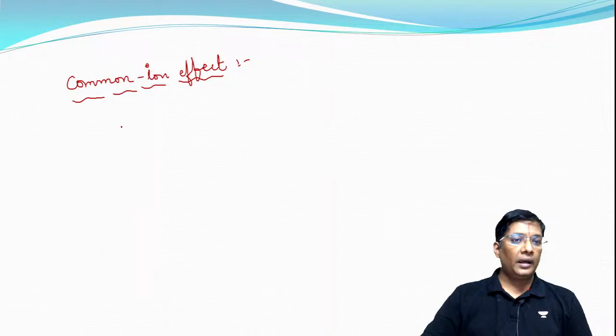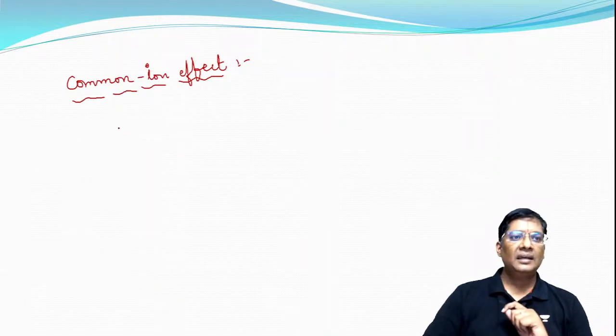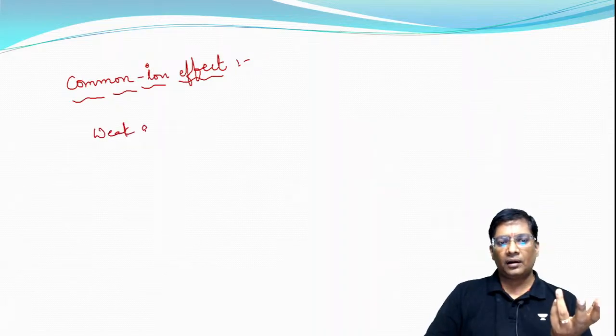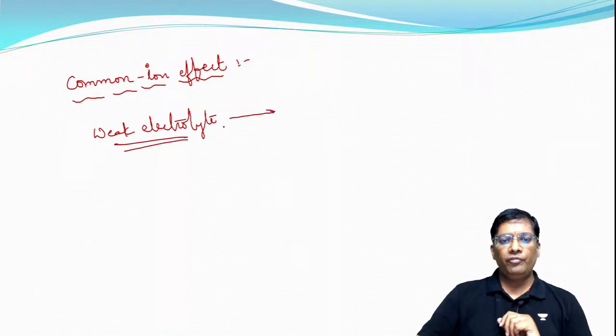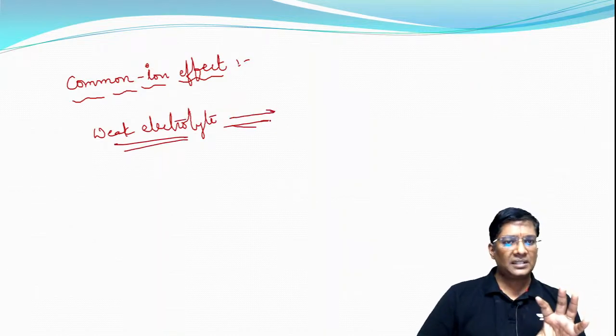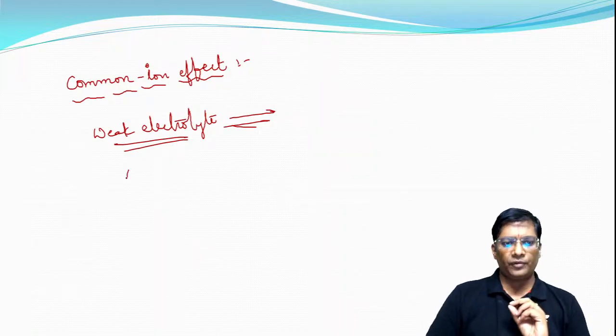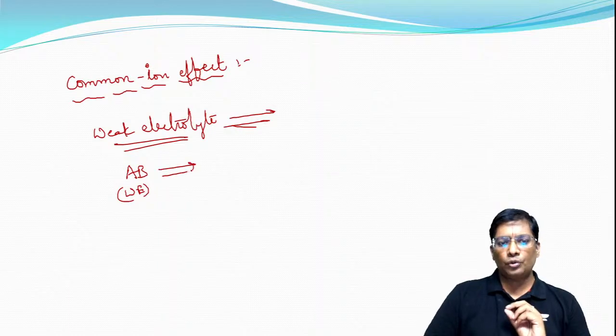Because of the common ion effect. Yes, very good, Bharsai. Common ion effect is the reason. What is meant by common ion effect? Suppose you take any weak electrolyte, the dissociation capacity will be there, but the dissociation is very less. Suppose you take AB, it is a weak electrolyte, of course. It dissociates into A plus as well as B minus.